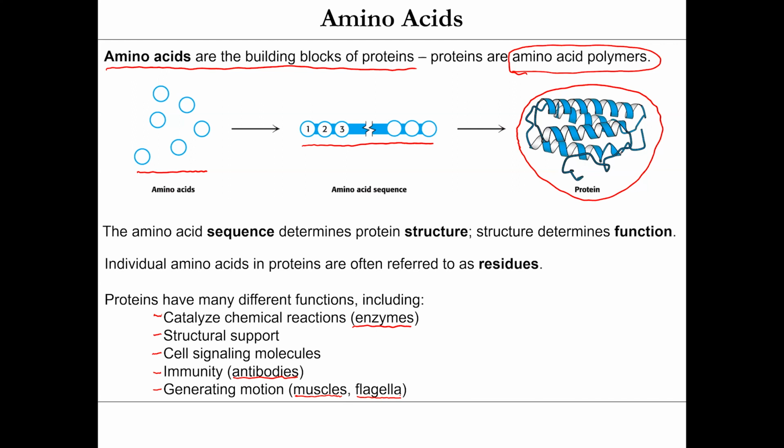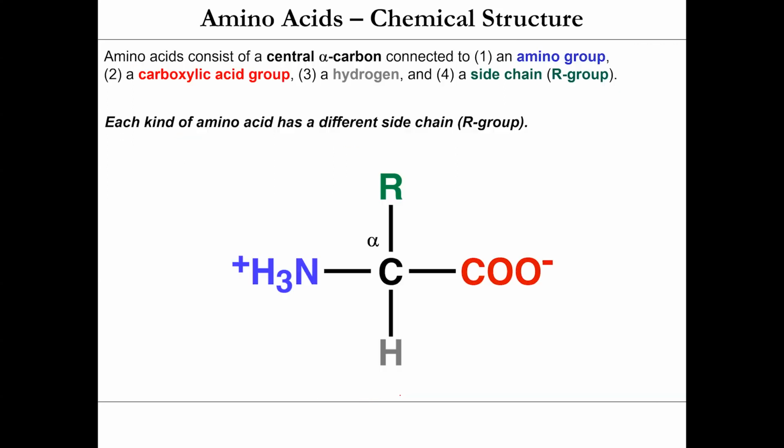So amino acids are the building blocks of proteins. Proteins are amino acid polymers. All amino acids share a similar chemical structure. All amino acids consist of a central carbon atom, which is shown right here. And that's connected to 4 different groups. One is an amino group, which is shown right here. The other is a carboxylic acid group, which is shown right here. And also connected to a hydrogen right here. So that's where they get their name, an amino acid. They have an amine group and a carboxylic acid group connected to that central carbon atom.